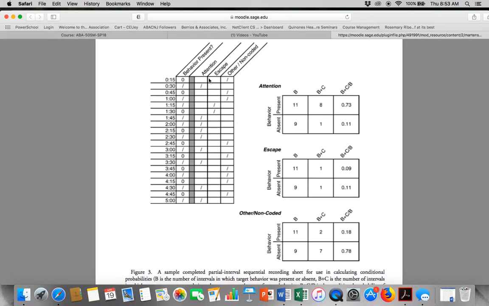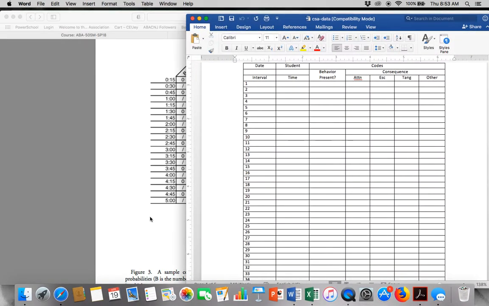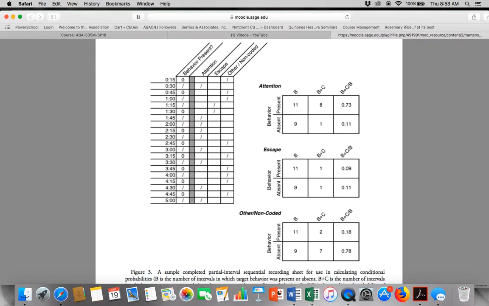So first off, you can see this is the data sheet that was used in the article, and this is very similar to the data sheet that you were required to use. Here's our data sheet, and then there's theirs. When you're filling this out, the first thing you want to do is break your observation period into 15-minute intervals.